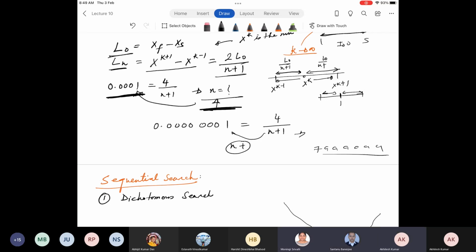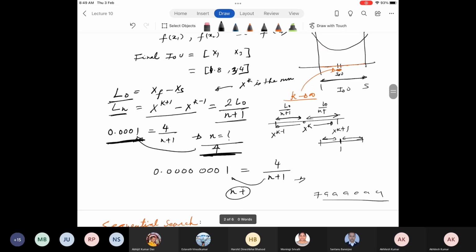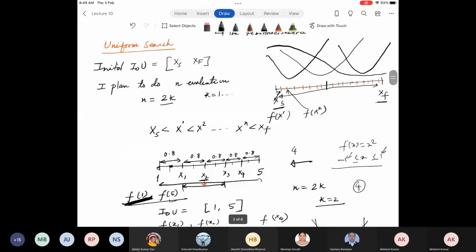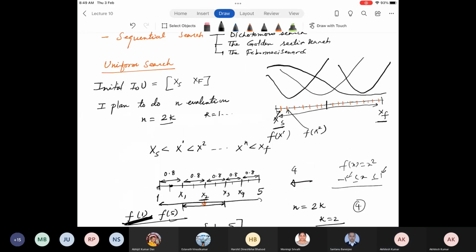Sir, understood. Instead of this, can we not use this recursively? So first time we get a bound and then again we divide. Santanu, hold on. What is the name of this search? Uniform search. Uniform search. So yes, we have better solution methodologies.